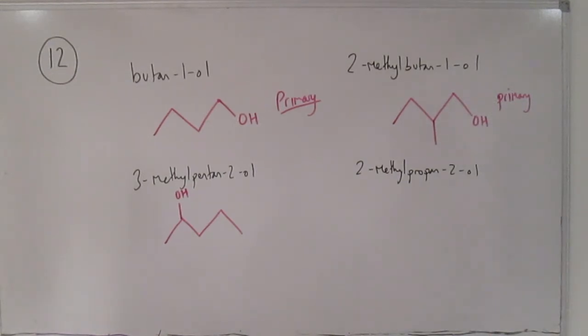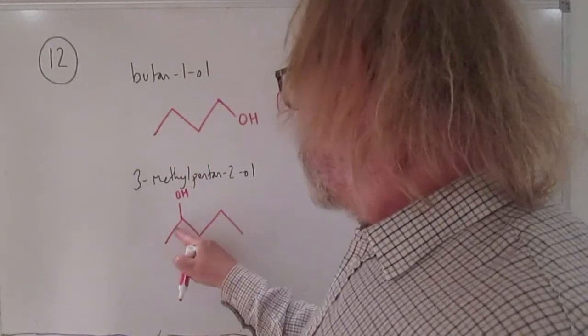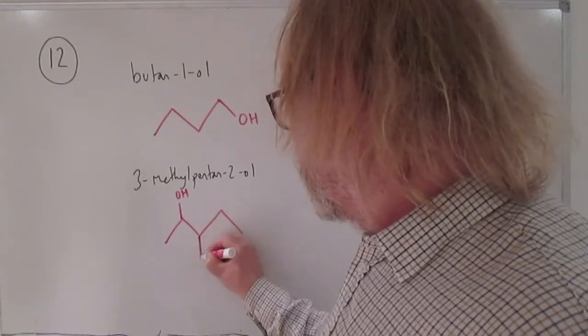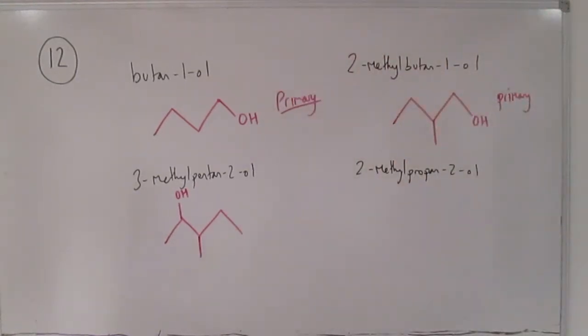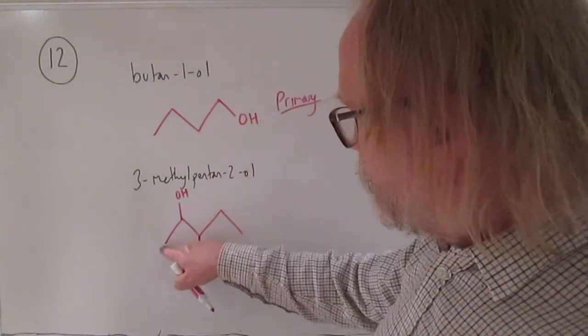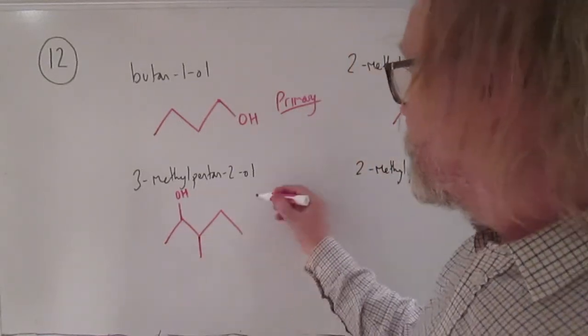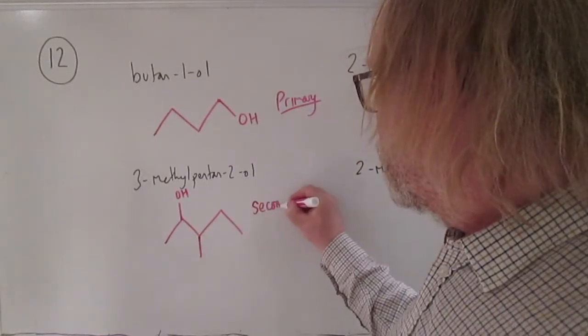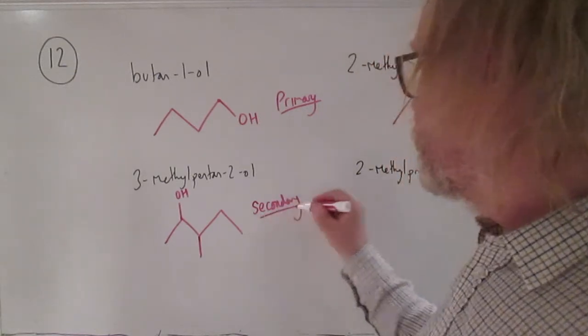So that would be pentan-2-ol, but we've got 3-methylpentan-2-ol, so this is carbon 3, which has a methyl group, so that's there. So now you can see this one isn't primary, because there's the carbon with the OH, and it has 2 other carbons attached, so that one is a secondary alcohol.